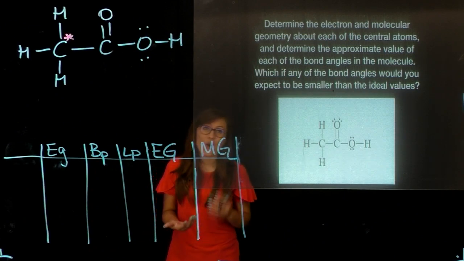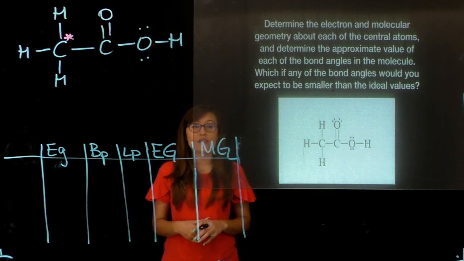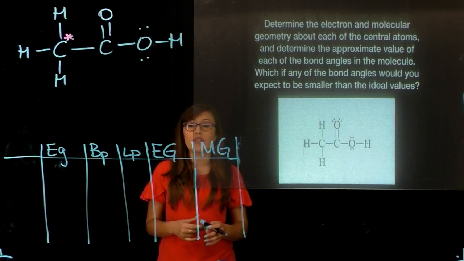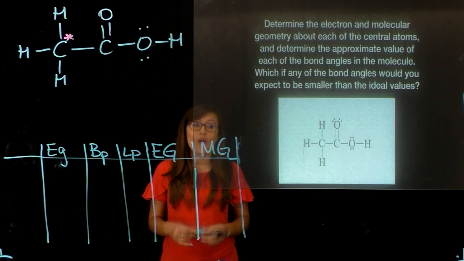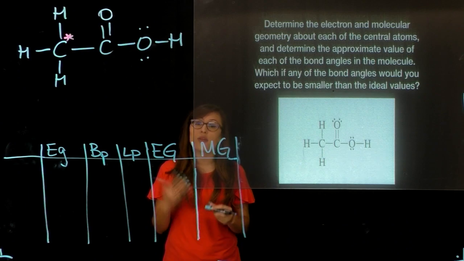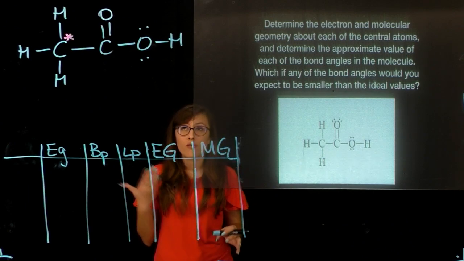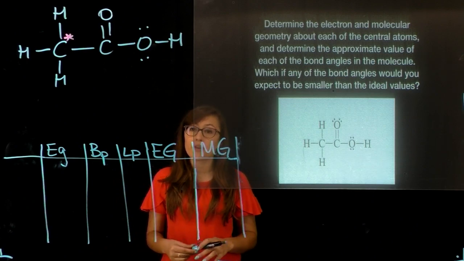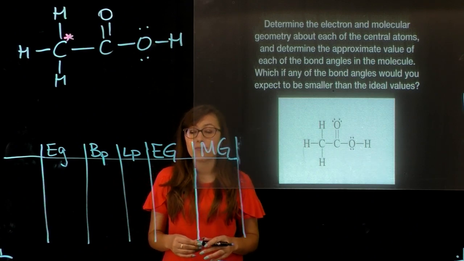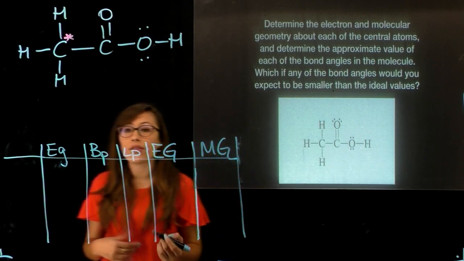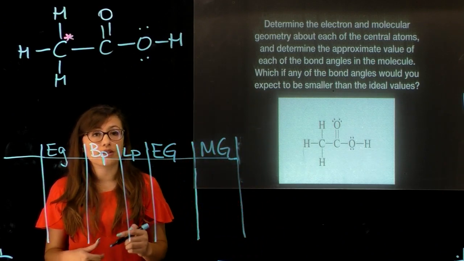Hello and welcome back. We are going to be determining the electron and molecular geometry for each of the central atoms in acetic acid. We're also going to determine the approximate bond angles in this molecule, especially taking note of the presence of lone pairs and how they affect the bond angle. So let's go ahead and start off with identifying the electron and molecular geometry.